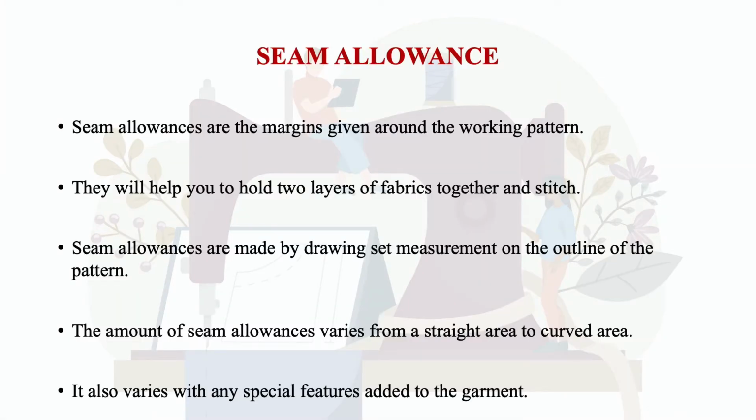If we talk about a shirt or a kurta, the seam allowance for the side part of that particular garment, or for the curve part like the armhole, will vary according to the garment. It also varies with the special features added to the garment.